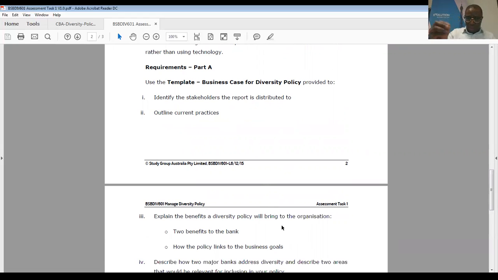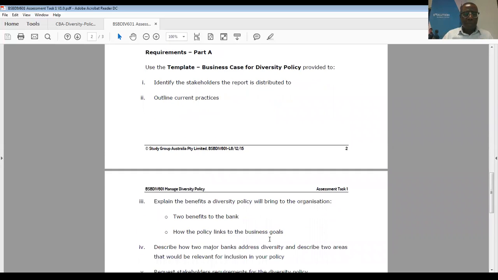So we're going to look at the benefits of the diversity policy to the bank, and how the policy links to the business goals. Every business has goals, every business has objectives, every business has aims, things they've set up to say, this is what we want to achieve. Whatever policy is designed within the organization must align with where the company wants to go, because these policies are meant to help the organization arrive at the destination which they have spelled out.